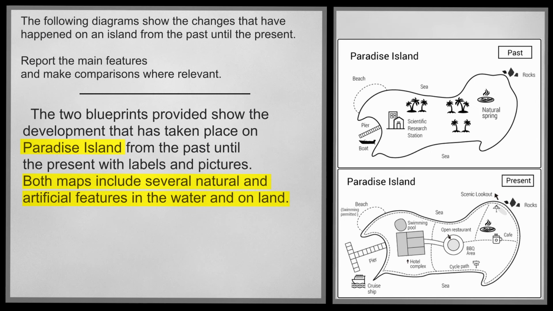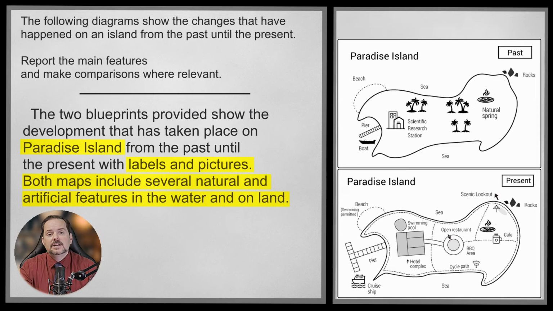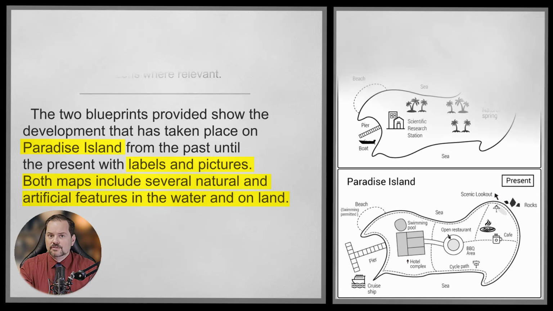It also explains that the map can be understood from the labels or the names and the small pictures that decorate the illustration. This type of introduction will definitely get a higher band score than a simple paraphrase. Now let's take a look at the overview.